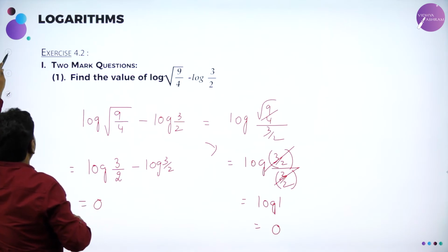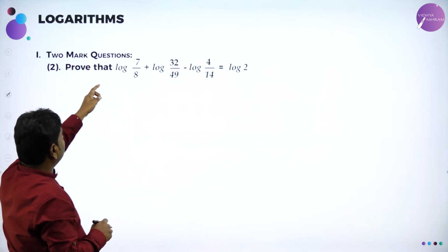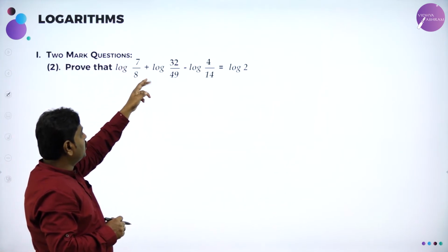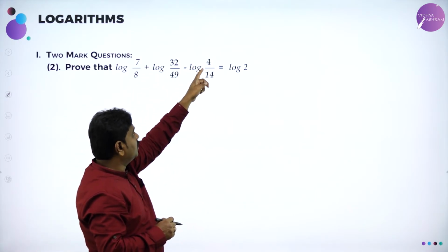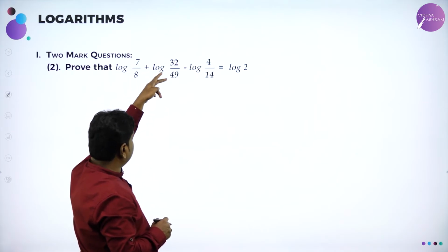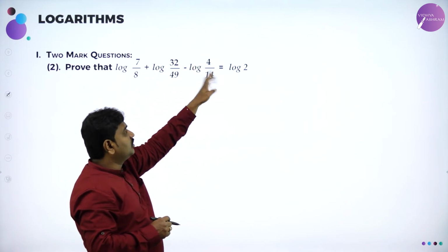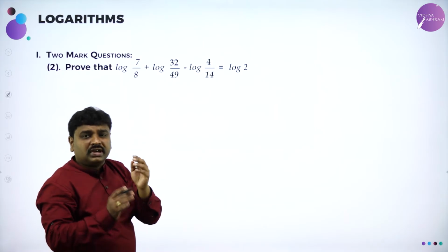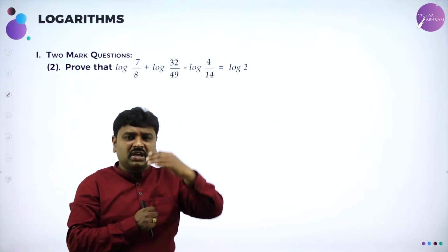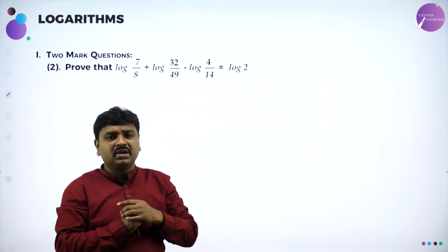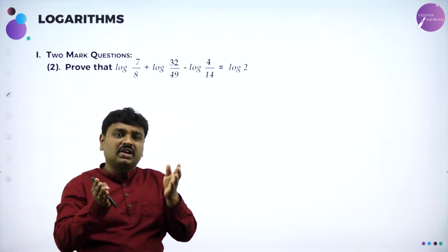Anything fine. Next. Prove that log 7 by 8 plus log 32 by 49 minus log 4 by 14 equal to log 2. They want you to prove it. Take LHS and use log formula. Two basic formulae: log a by b can be written as log a minus log b, and log a minus log b can be written as log a by b.